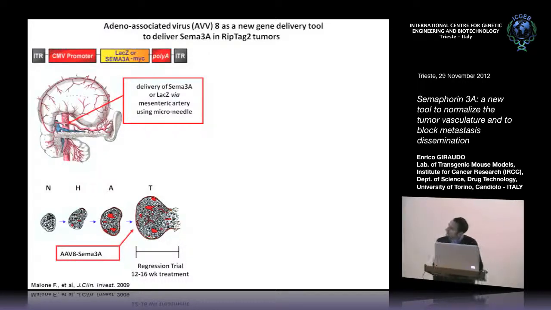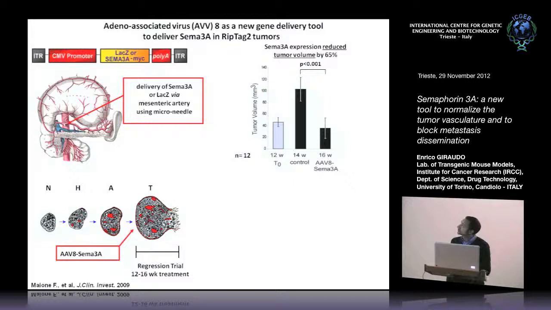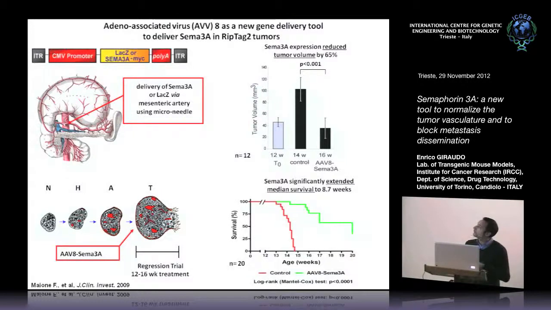So we overexpressed using adenovirus 8 to specifically infect pancreatic cells. So we infect the whole pancreas, but also tumors. And what we observed is that the overexpression of Sema3A was able to strongly reduce tumor volume, but more importantly, was able to prolong the survival as compared to control. Therefore, the re-expression of an angiogenic inhibitor is able to reduce tumor growth.